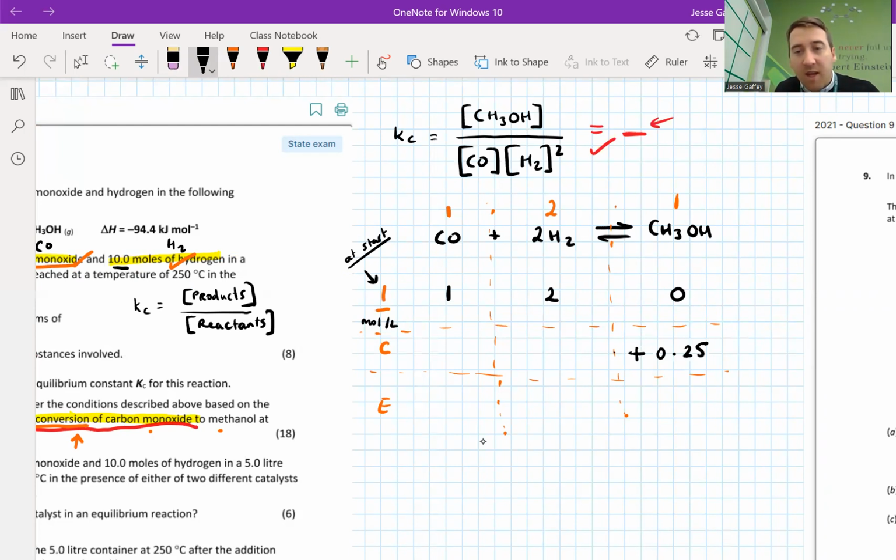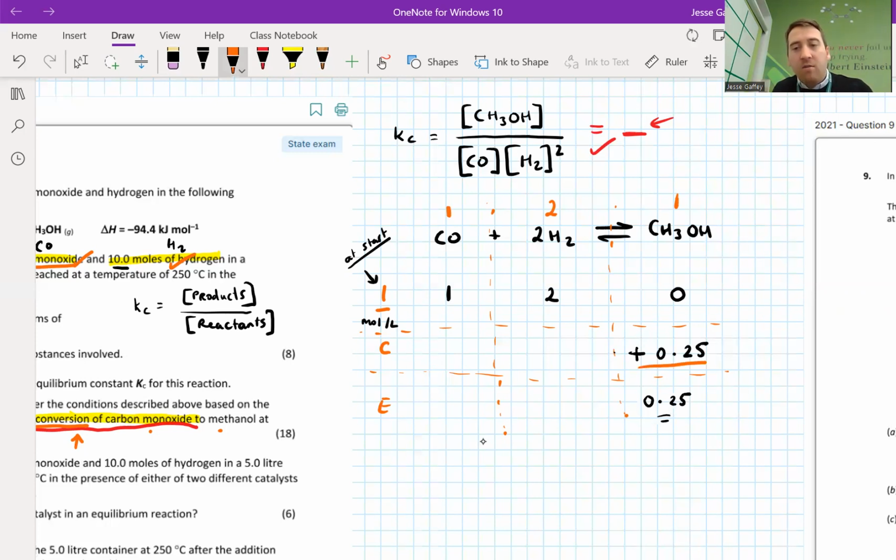And of course, that's going to give me an equilibrium concentration. If I start at 0 and I add 0.25 moles per liter, then I've got 0.25 moles per liter as my equilibrium concentration of CH3OH. Now, this is where the change line comes in and it's very important. We must use the molar ratio to compare the change in these moles per liter compared to the change in this and this. Let me show you what I mean by that.